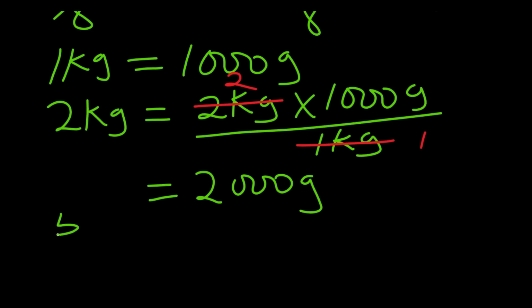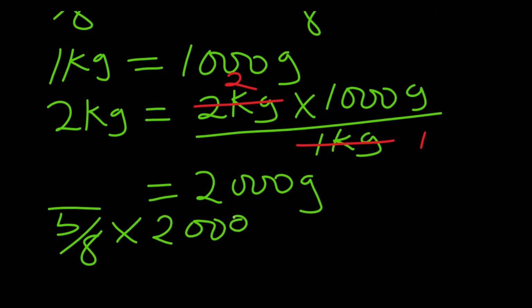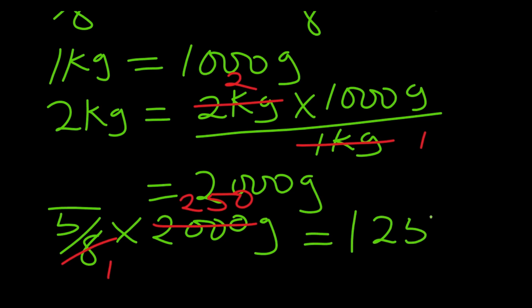Substituting, 5/8 times 2000 grams, we simplify. 8 divided by 8 will give us 1, and 2000 divided by 8 will give us 250. 5 times 250 grams will be equal to 1250 grams. 1250 grams is 5/8 of 2 kilograms in grams.